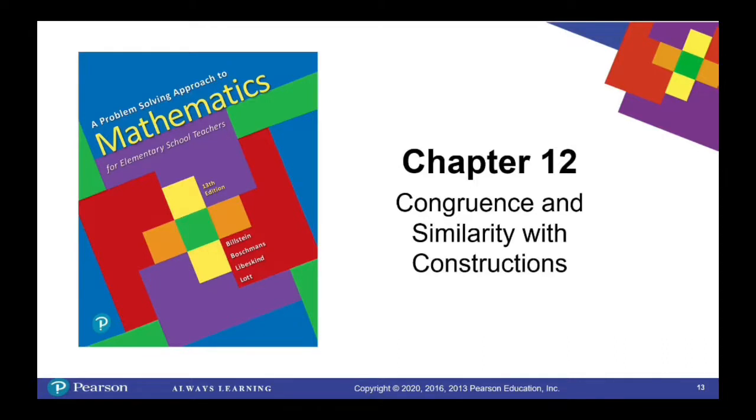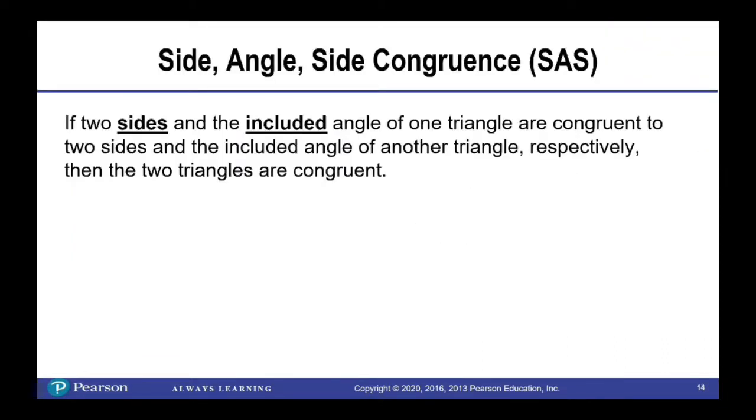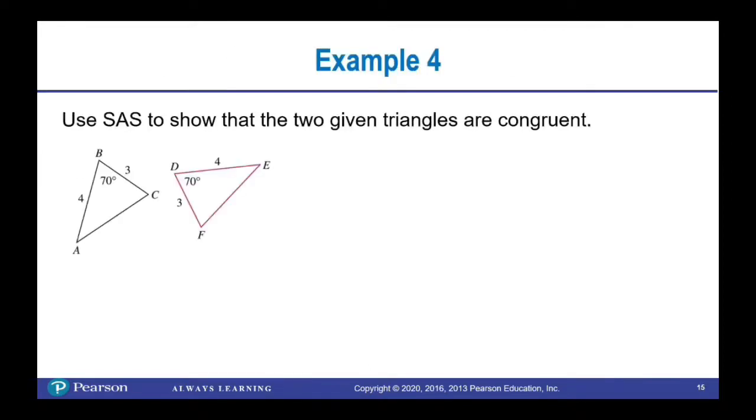So let's get started. For side angle side congruence, we have two sides of a triangle congruent to two sides of another triangle. And then the angle between those two sides, or what we call the included angle, is also congruent. Here's how this works.